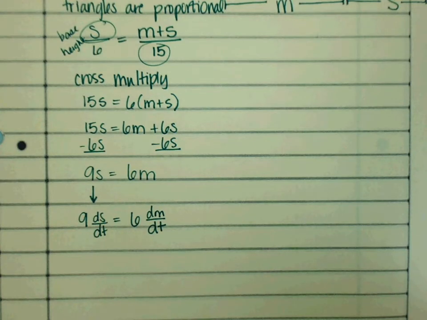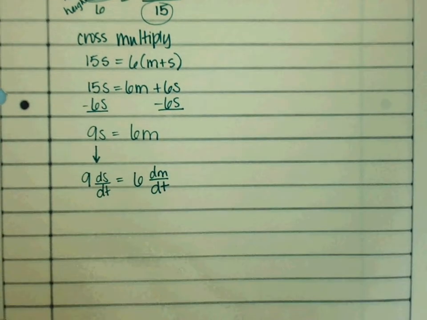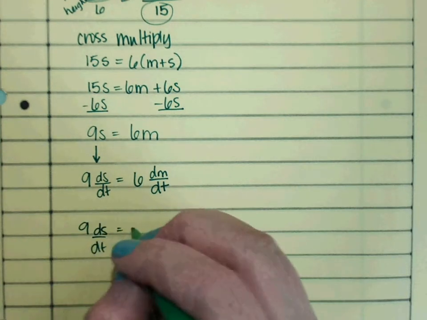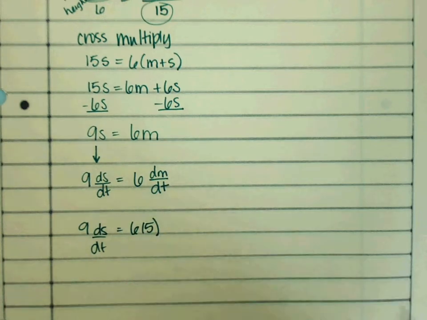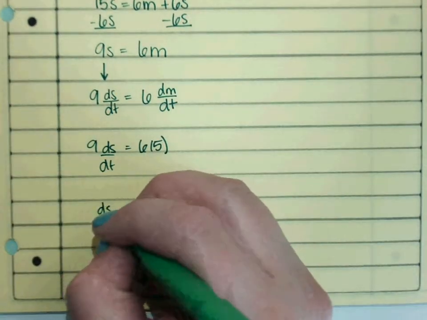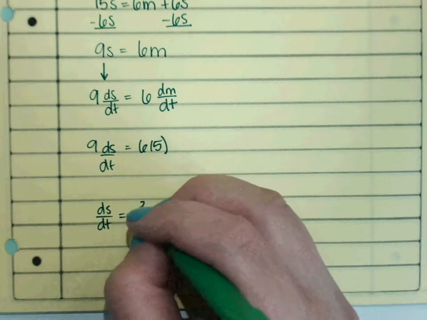And then from there we're just plugging stuff in, right? We know how fast the man is moving. How fast is he going? Okay, so 9 dS/dt equals 6 times 5. Well, 6 times 5 is 30, and then where's the 9 going to end up? On the bottom.